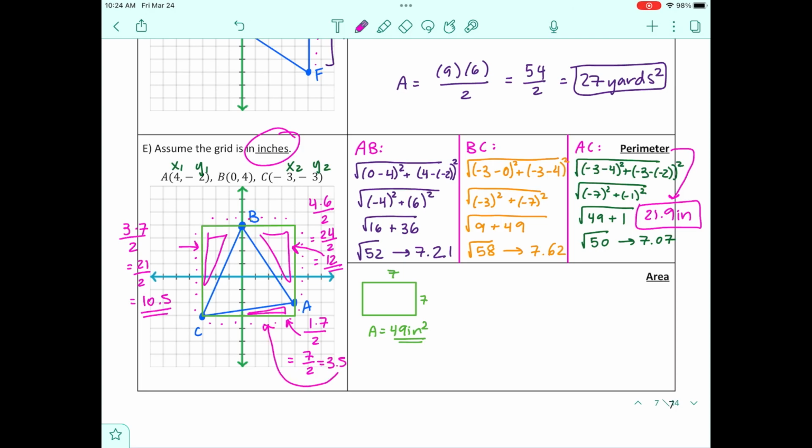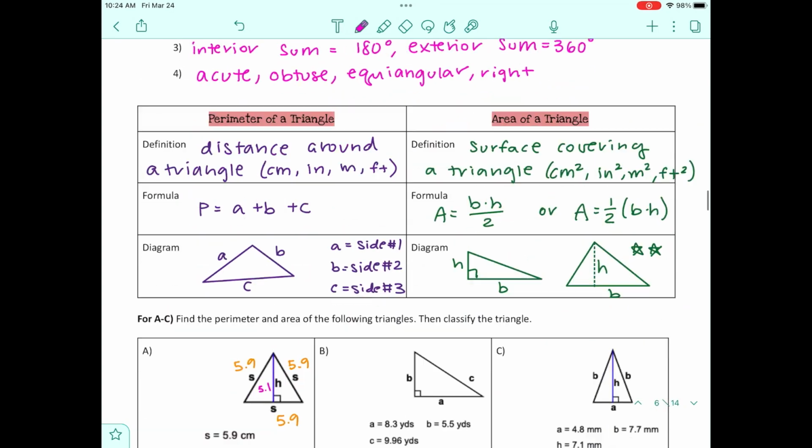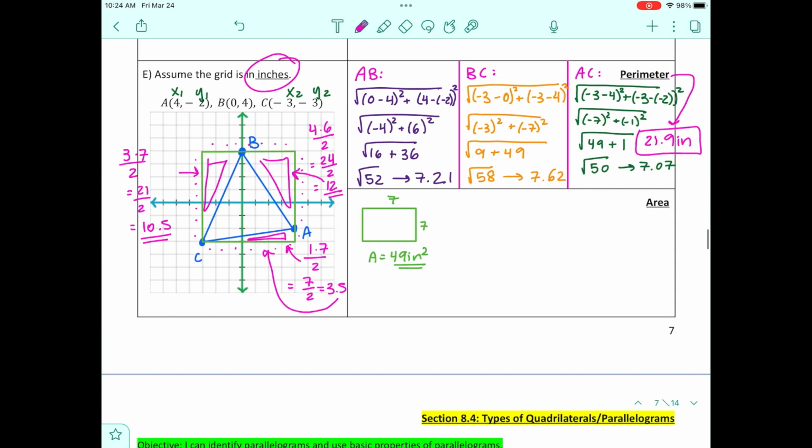Now I know all of those triangles. And again, we're going to take the total area of the rectangle, subtract the parts we know, subtract 10.5, subtract 12, and subtract 3.5 to get the remaining area of the triangle. So that is 49 minus 10.5 minus 12 minus 3.5. I got 23, and it's going to be inches squared for that area.